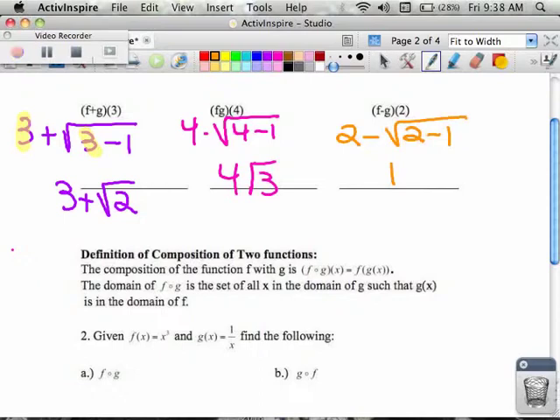Wait, why is it only 1? What happens to the 2 numbers? 2 minus 1 is 1. Yeah. Square root of 1? 1. 2 minus 1?